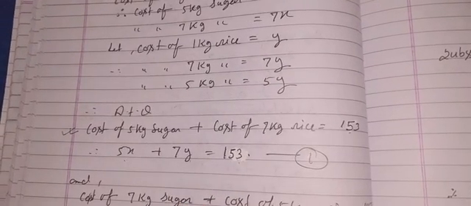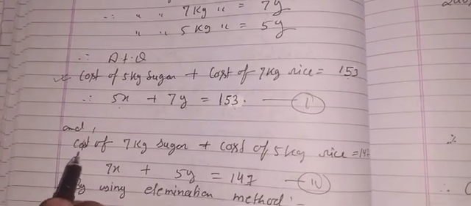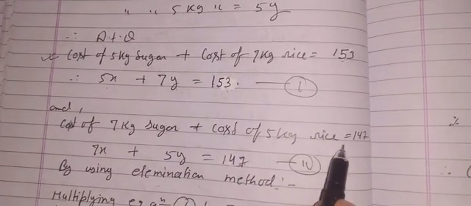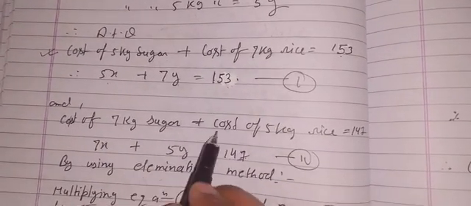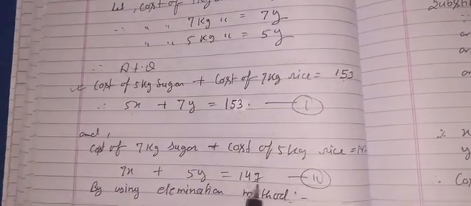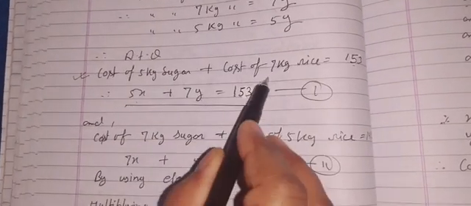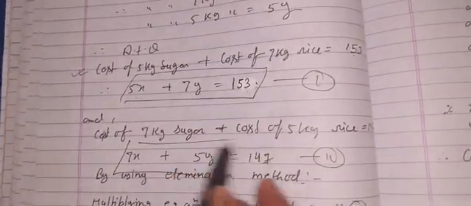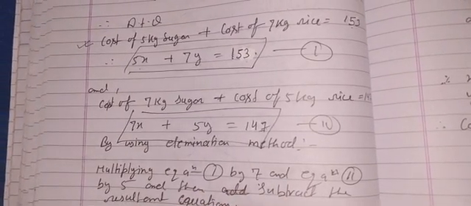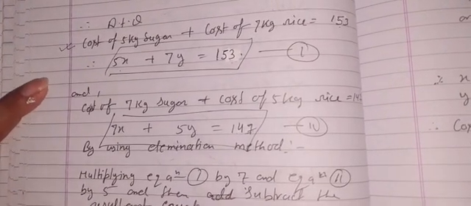Fine. And in the second equation, what is the second condition? The cost of 7 kg of sugar plus the cost of 5 kg of rice is equal to 147. So I have written the statement and then put the values: 7x plus 5y is equal to 147. Then we use both equations as simultaneous linear equations to get the answers for x and y, that is, the rates of sugar and rice.